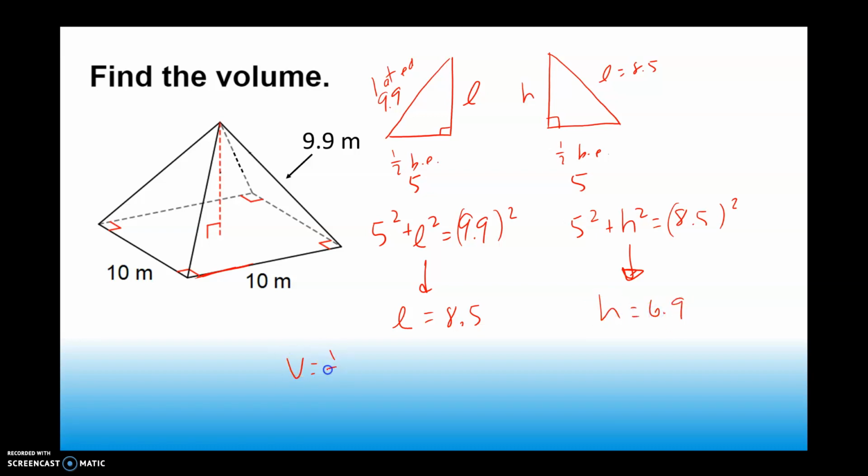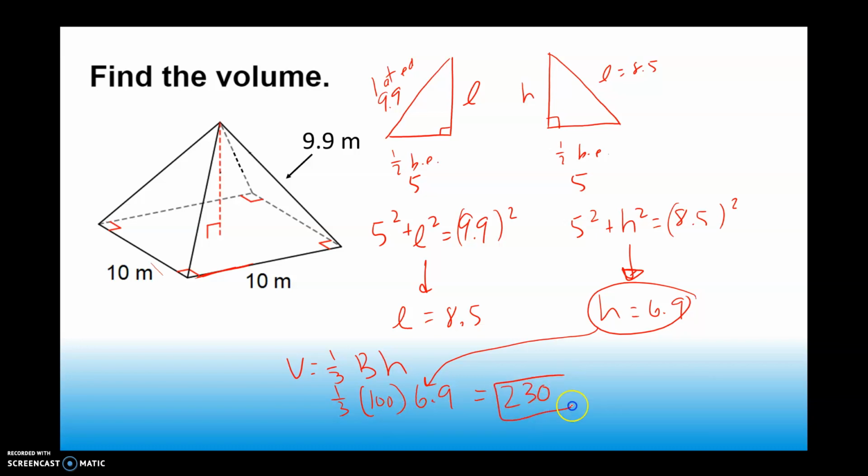My volume is equal to 1/3 big B times H. So 1/3 big B is area of my base, which is 10 times 10, that's going to be 100, times my height, and I found my height to be 6.9. So 1/3 times 100 times 6.9 gives you 230.